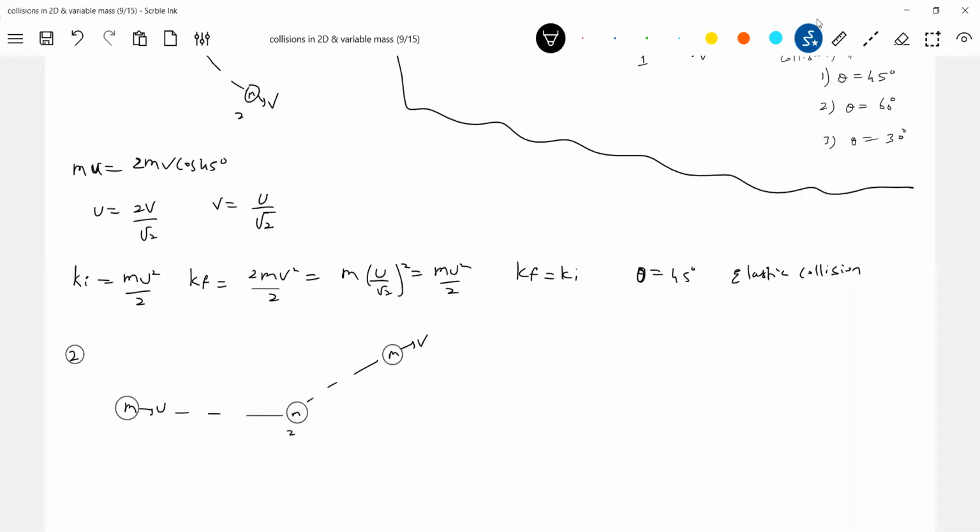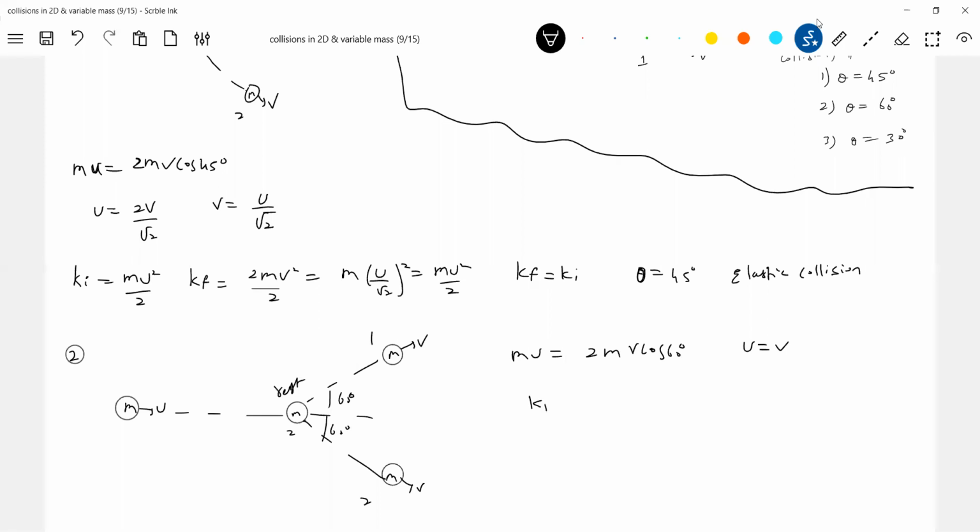The velocity in this case, let it be v only, no problem. Do the calculation. Now 60 degrees it is. Initially particle 2 is at rest. This is 1, this is 2. So mu is equal to 2mv cos 60 degrees. So u equals v from this.